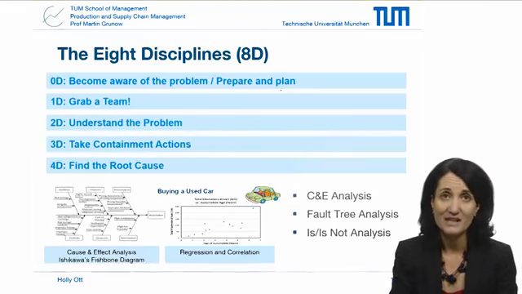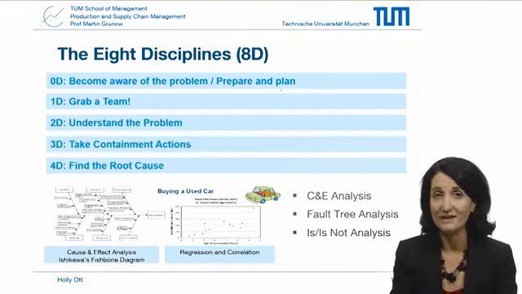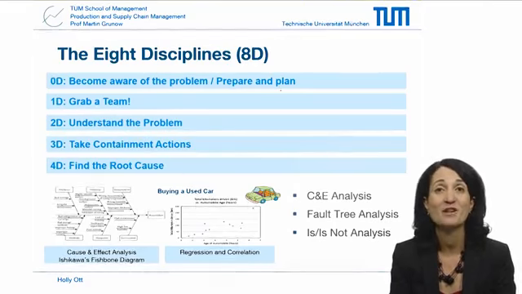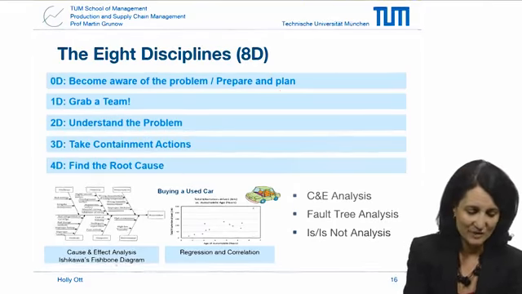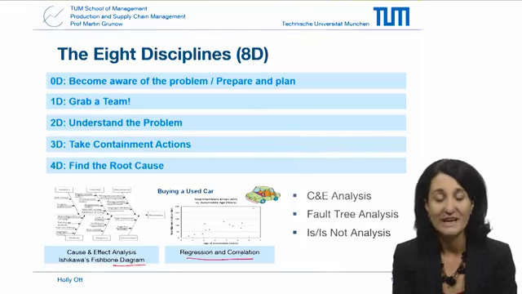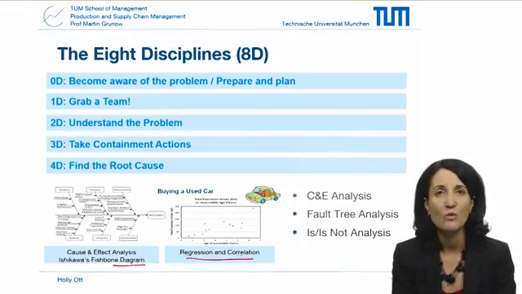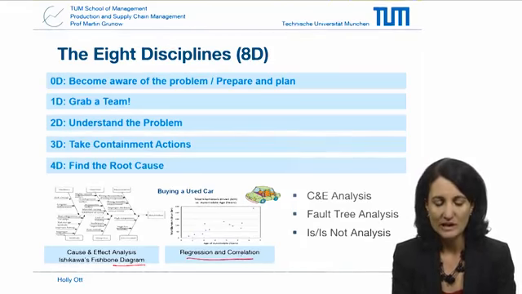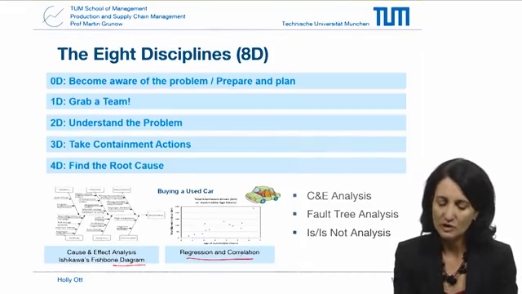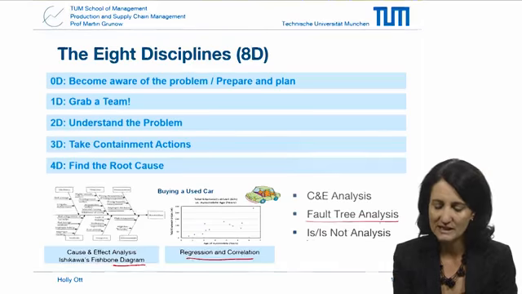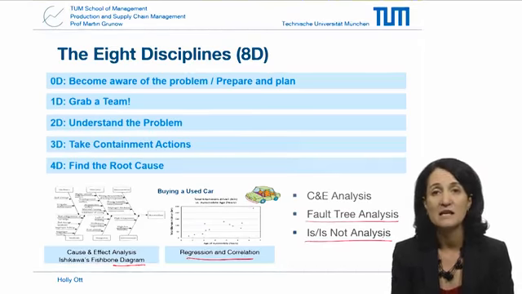So the next step then is finding the root cause. And we've done this before. We've done this when we were developing hypotheses. We had a fishbone diagram. We were looking at data for regression and correlation, looking to find out what could be the root cause. Brainstorming here. Two other methods are the fault tree analysis and the is not analysis.